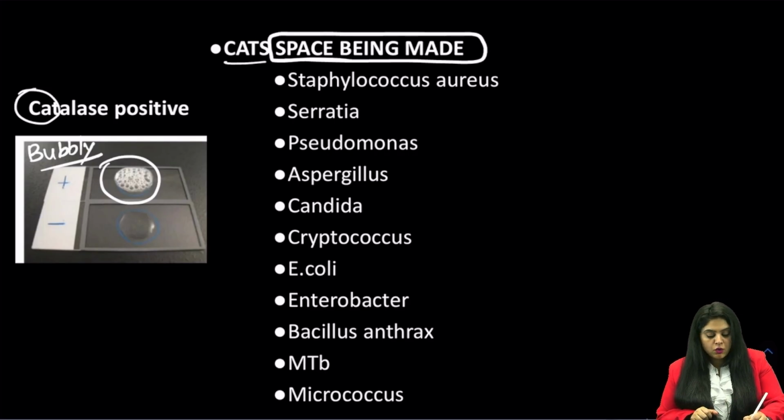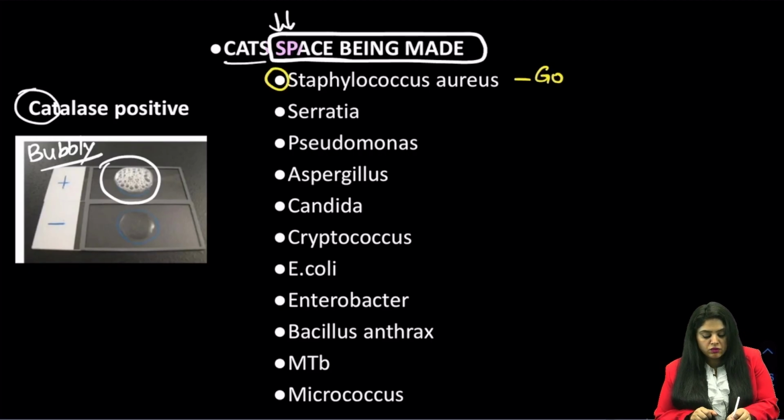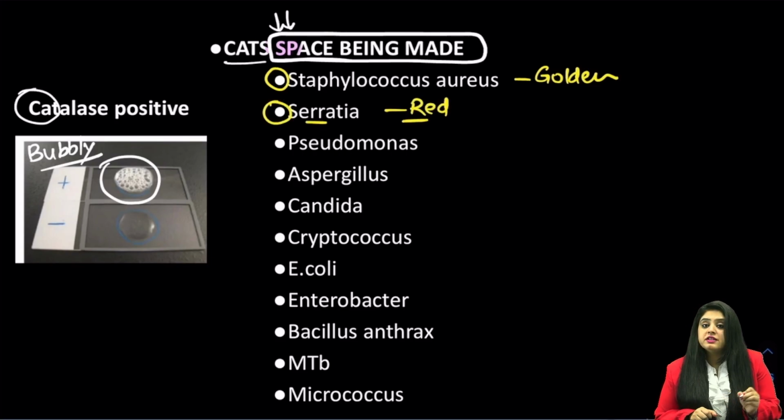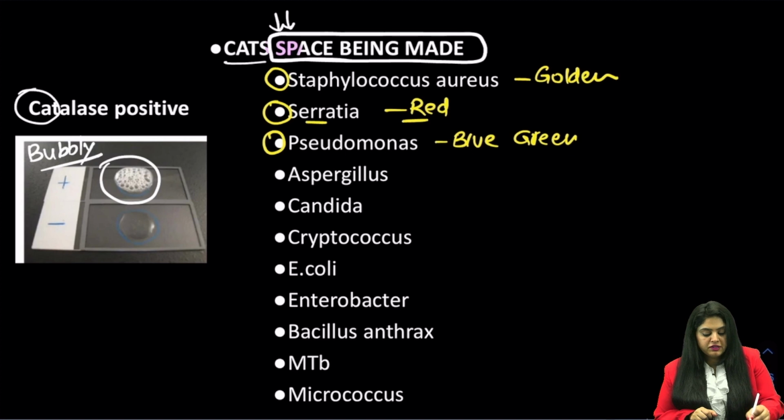So now first, when I talk about S and P, the SP, I'm going to take up the pigments of all the bacteria possible. So tell me, S is Staphylococcus. Staphylococcus aureus has what pigment? Golden. Next, S is Serratia. Serratia has what pigment? Red. Pseudomonas, I don't need any mnemonic. Everyone knows it has a blue-green pigment. So the first three that I've taken up are Staph, Serratia, Pseudomonas, the pigment organisms.